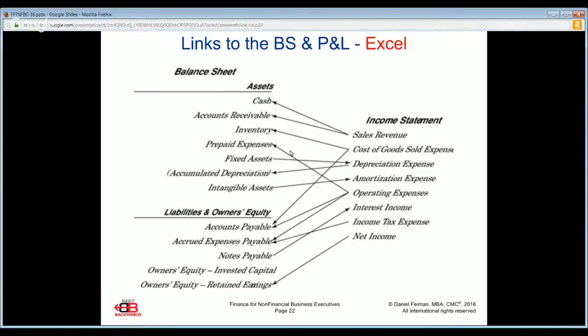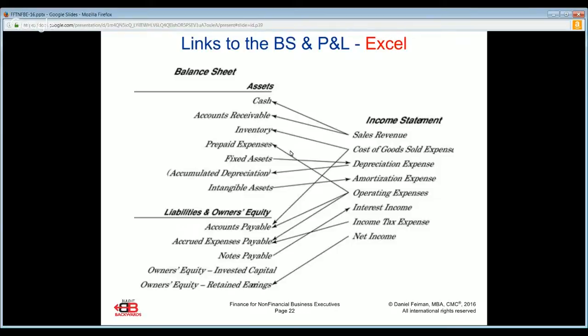Now, there's a lot of different links between the various financial statements, and we'll not only go through several of them in different modules, in some of the Excel models that we have built for you, that we will make available to you, you will clearly see the links. And that's one of the ways to understand the financials. It's one of the ways to verify that the financial statements you're looking at are accurate.